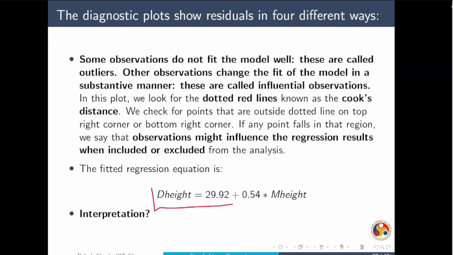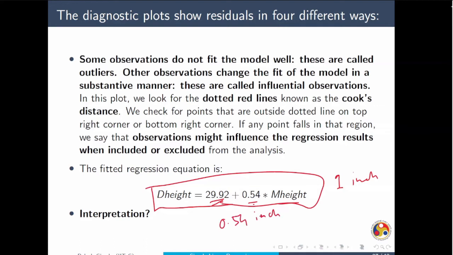Okay, so this is the model that we have: daughter height equals 29.9 plus 0.54 multiplied by mother height, and the interpretation is that. How I interpret this is very important. In general, if mother height increases 1 unit, that means 1 inch, and these are the constants, I will expect that daughter height will increase 0.54 inch. As simple as that. This is the beauty of linear regression. Your interpretation you can actually do.